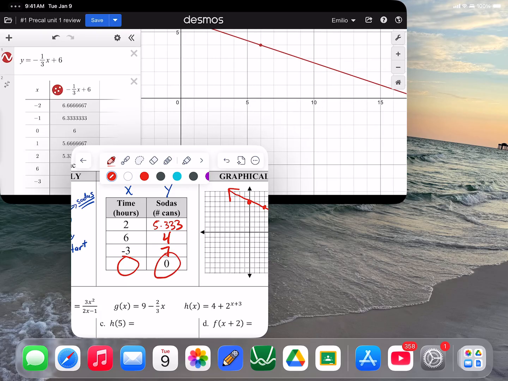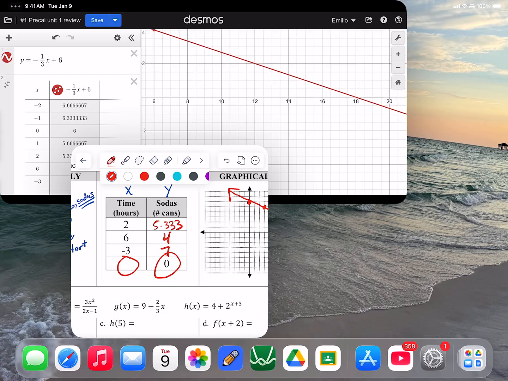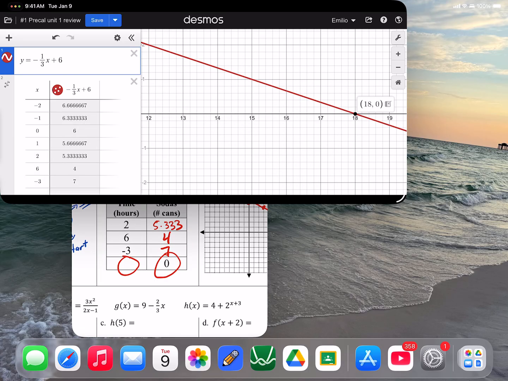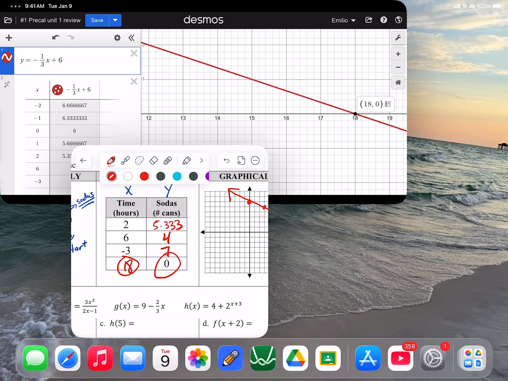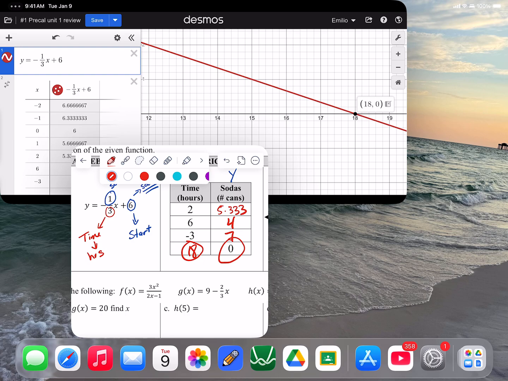So what you can do is just look for 0 on the y-axis, which would be over here. You click right there, and there it is. So that would be 18. That means that in 18 hours, you will finish all your soda cans. That's a lot of sodas in 18 hours.